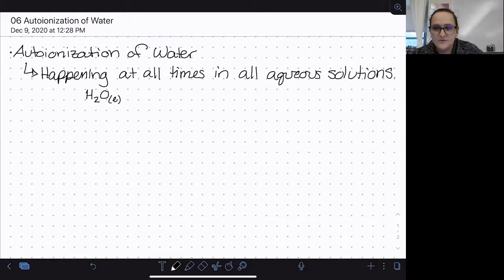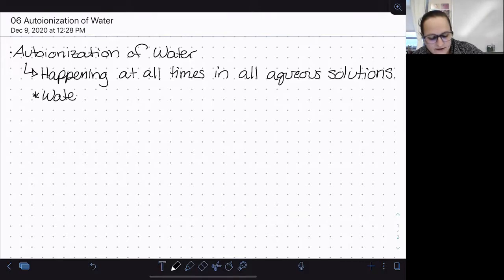if we think about just what the word autoionization means, we know what ionization is, the formation of ions, and the prefix auto refers to doing something to yourself. So autoionization is water reacting with itself to form ions. We have seen that water is capable of acting as both an acid and a base. It can be either.